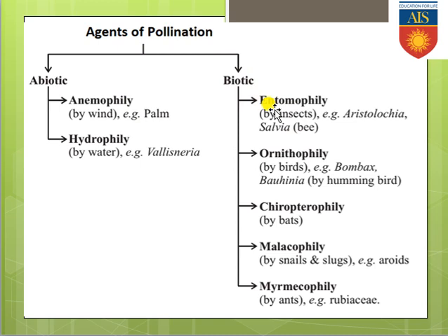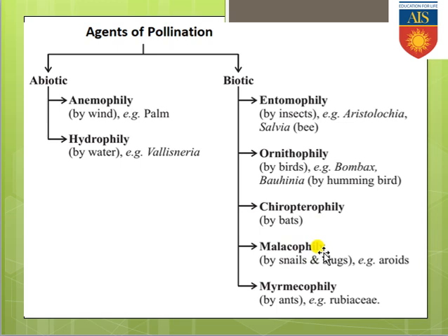So the first one you can see is entomophily, that means the pollination happening by insects. And keep it in your mind, those flowers which are cross-pollinated by insects are known as entomophilous flowers. Next you can see ornithophily, that means pollination happening with the help of birds. And keep it in your mind, flowers which are pollinated by birds are known as ornithophilous flowers. Cheiropterophily means such a kind of pollination where bats help in the pollination process, and those flowers pollinated by this process are known as cheiropterophilous flowers.